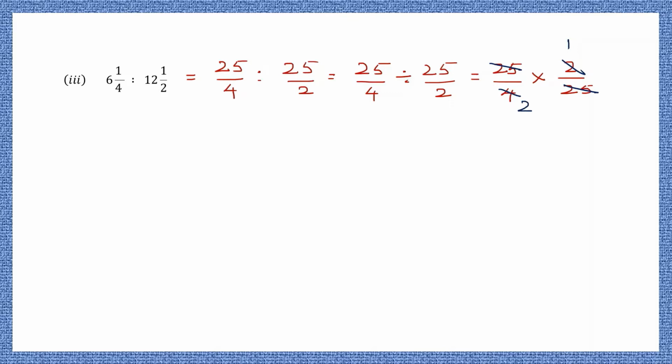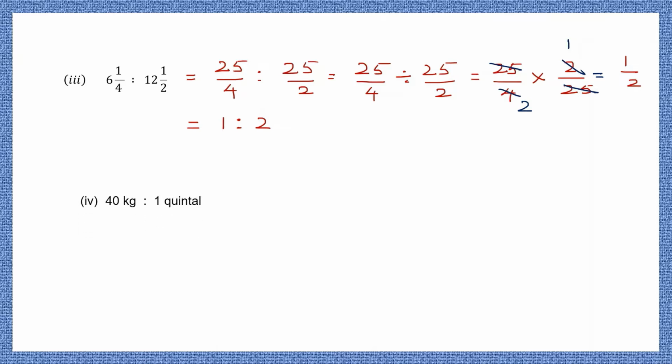So here what do we have? We have 1 by 2. When we write this as a ratio, our answer is 1:2. So our final answer 6 1 by 4 is to 12 1 by 2. We have reduced it to the simplest form and it is 1:2.